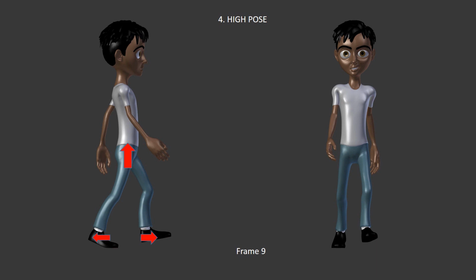The arms, of course, rotate in the opposite direction of the legs, but aren't too extended as the inverted contact pose is next. The hips and chest are rotated like in the contact pose, but in the opposite direction, and again not too much as the inverted contact pose will handle that. Finally, to get the bobbing head look, you can subtly rotate the head downwards. The high pose is on frame 9 and the inverse high pose is on frame 21.